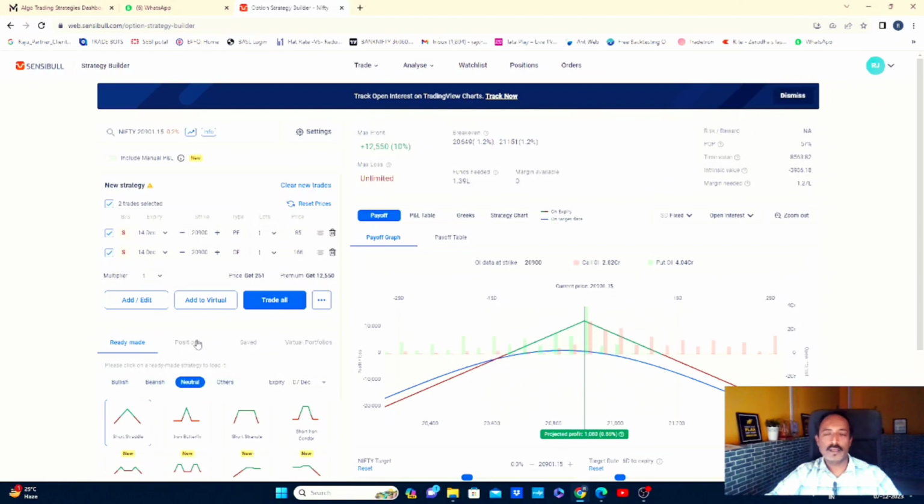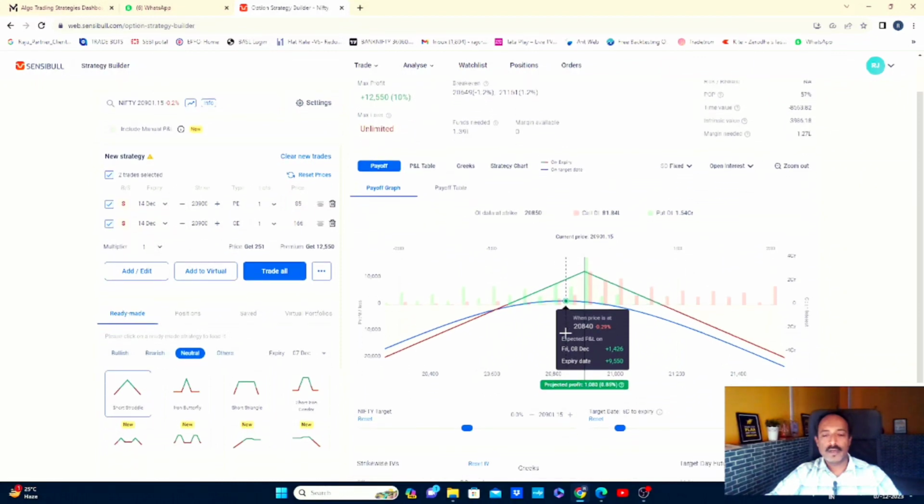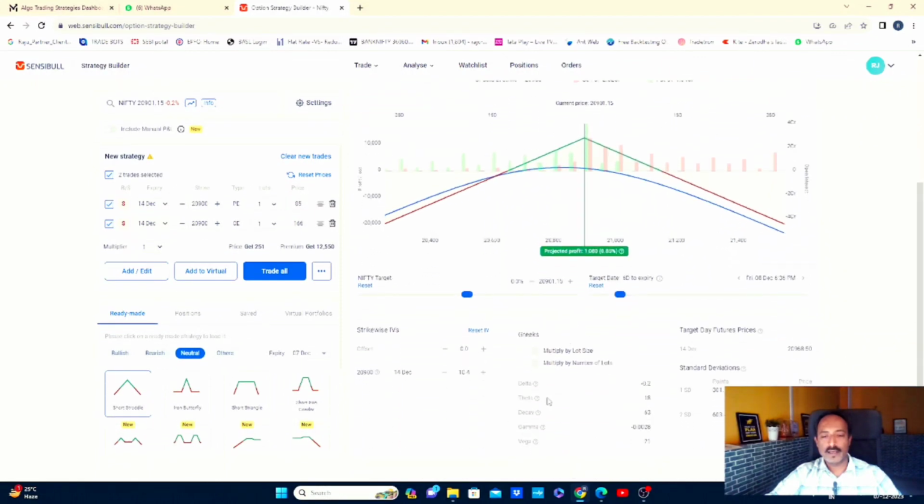This short straddle you can deploy in the morning. Many people deploy it in the morning so that if the market is moving sideways, they will benefit from the theta decay. Theta is the change in your P&L after one day if nothing else changes. Suppose tomorrow also Nifty closes at 20,900, you will get 1,080 rupees.